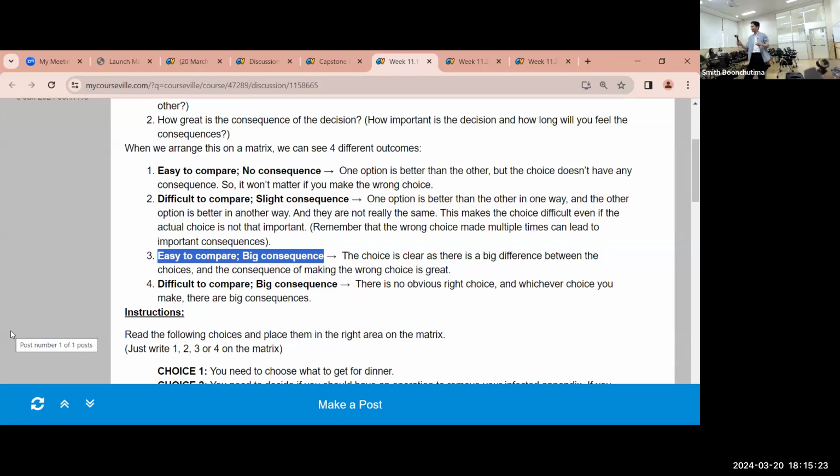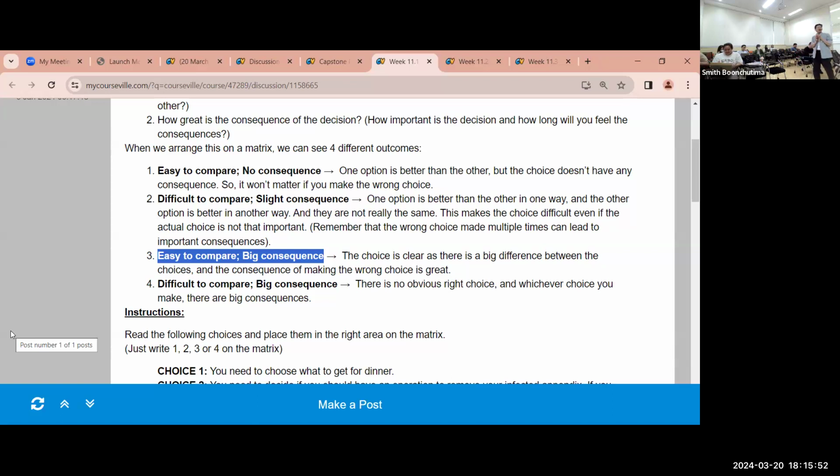Okay, let's try, Fiona. I think whether I want to go to class or go to see an event. Go to class or to attend an event. Very easy to compare. And it has a big consequence. Yes, if the class has got a pop-up quiz, then doom. Okay, thank you very much.